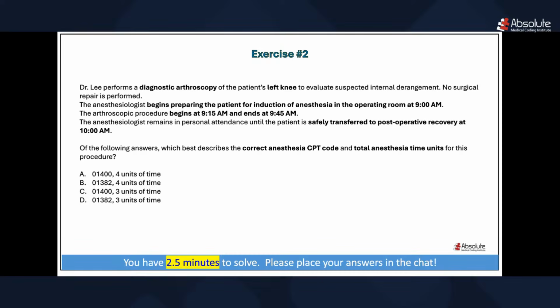Dr. Lee performs a diagnostic arthroscopy of the patient's left knee to evaluate the suspected internal derangement. No surgical repair is performed. The anesthesiologist begins preparing the patient for induction of anesthesia in the operating room at 9 a.m. The arthroscopic procedure began at 9:15 a.m. and ended at 9:45 a.m. The anesthesiologist remained in personal attendance until the patient is safely transferred to the postoperative recovery area at 10 a.m. Of the following answers, which best describes the anesthesia procedure performed?